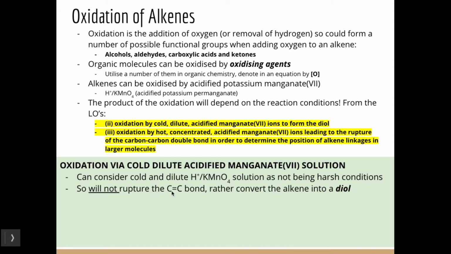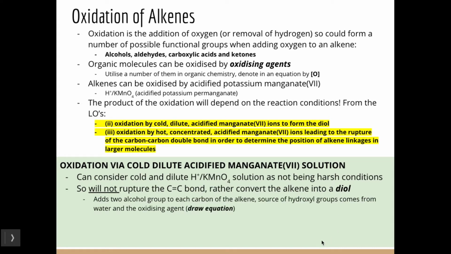So we will not rupture the C double bond C in this instance, rather we'll convert the alkene into the diol. It adds two alcohol groups, one to each carbon of the alkene. The source of the hydroxyl group comes from water and the oxidizing agent. So we're just going to represent that with our bracket O in the equation.